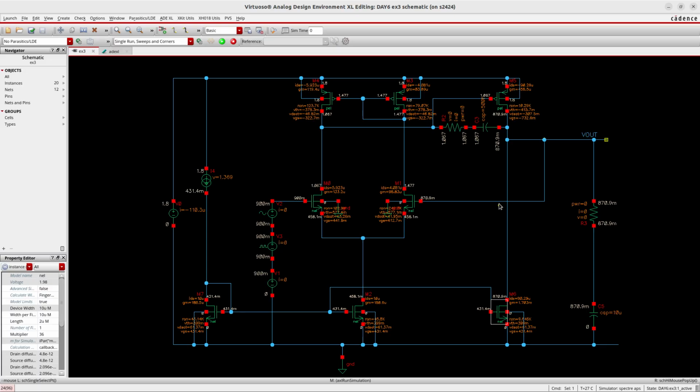Okay, and then the VDS. In this particular case, we have almost 900 millivolts here at the output, so there is around 900 millivolts VDS for the output transistor M5 and M6, so there is enough voltage swing available for the output. Okay, so this is the first example.